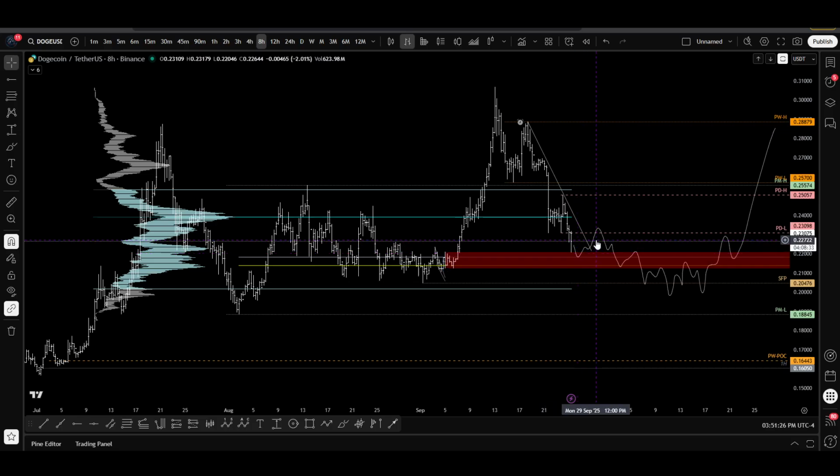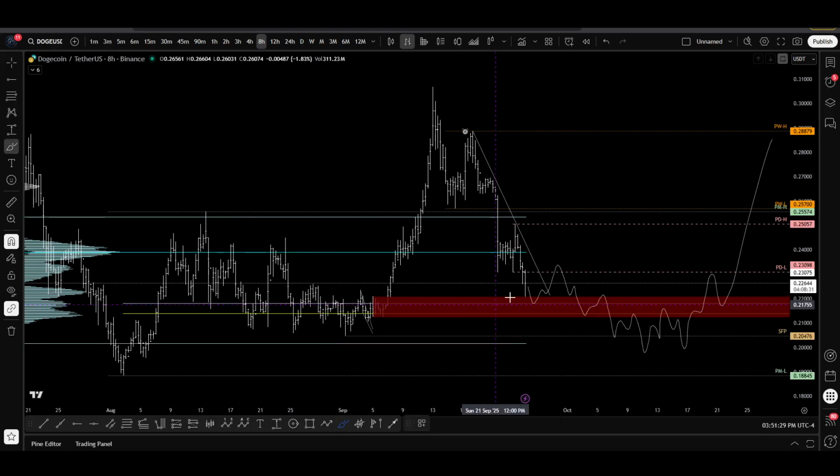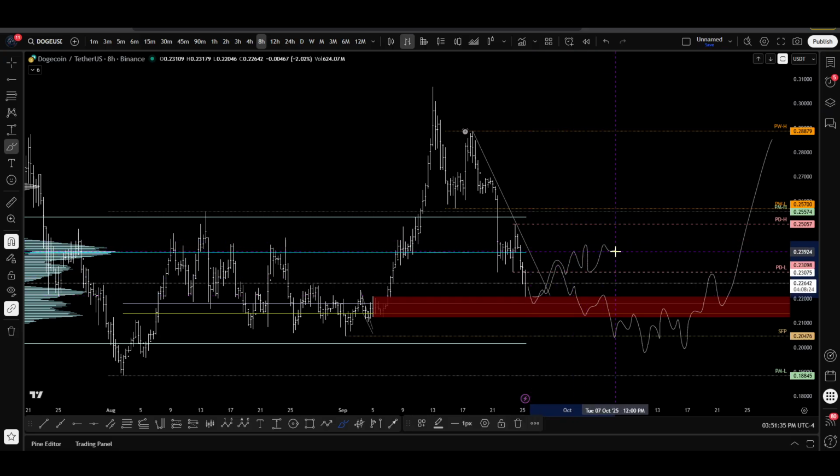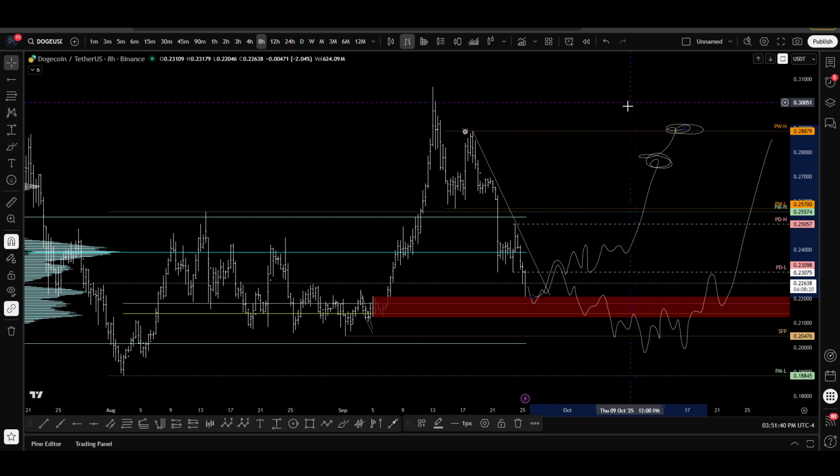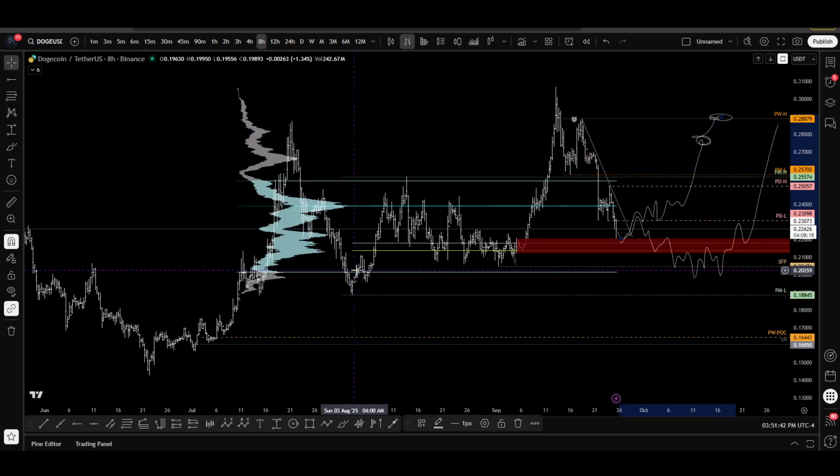If this level does hold, like I said, nothing wrong with that. That just shows that there is a little bit of strength at this demand zone. And then, yeah, I would just expect for these levels to hold, point of control to get flipped, and then aim for highs, right? So that's pretty much it with Dogecoin.